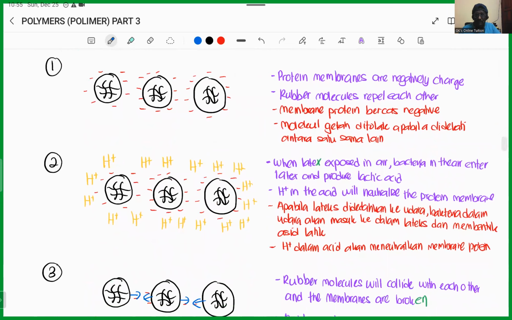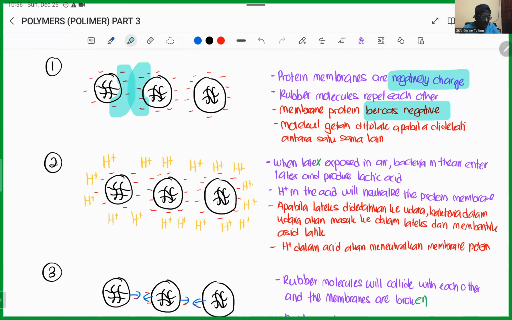Okay. First thing that you need to know, kita tahu molekul getah, rubber molecule, they are surrounded by membranes, protein membrane. Dikelilingi oleh membrane protein. This membrane is negatively charged. Membrane ni dia bercharge negatif. Jadi disebabkan dia bercharge negatif, apa yang berlaku? Setiap molekul ni akan menolak antara satu sama lain. They will start to repel each other. So that's the first point you need to know. Protein membranes are negatively charged. Rubber molecules repel each other. Membrane protein bercharge negatif. Molekul getah ditolak apabila didekati antara satu sama lain.